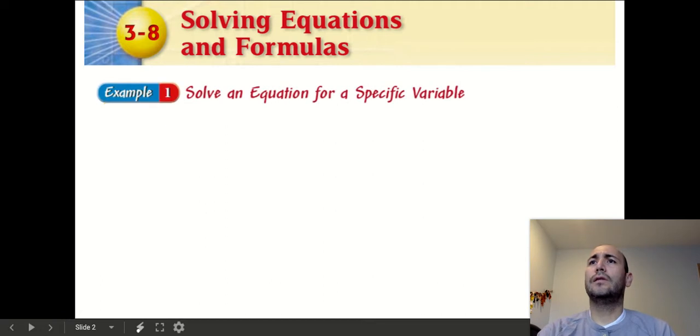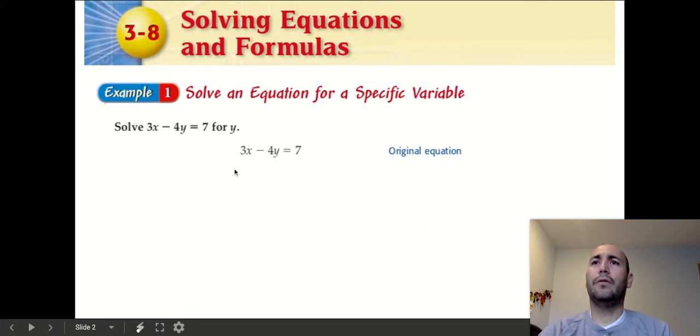So let's look at an example. If we were asked to solve an equation for a specific variable, this could be an example of something you'll encounter. It says solve 3x minus 4y equals 7 for y. So here's my equation, 3x minus 4y equals 7, and I need to solve for y. If you remember, solving for a variable means that you're going to isolate the variable. Here's the original equation. If I'm solving for y, that means y is the variable I'm trying to get by itself.